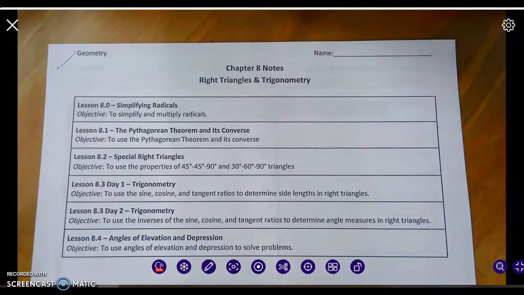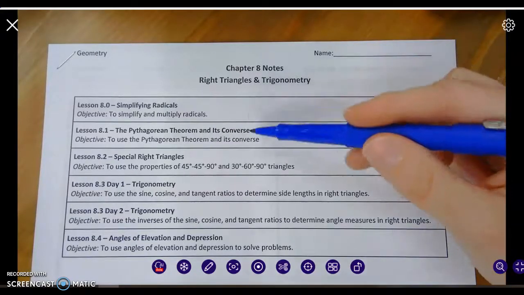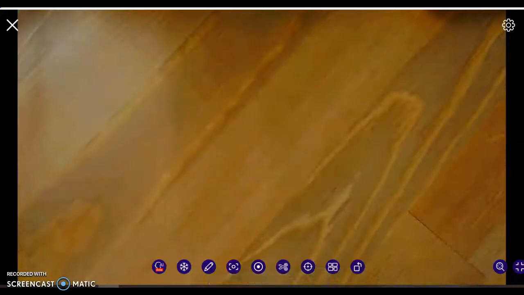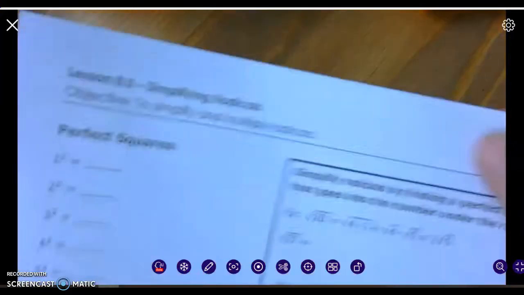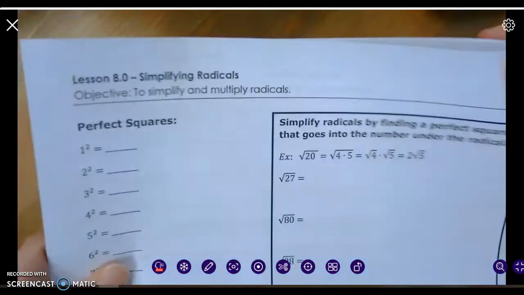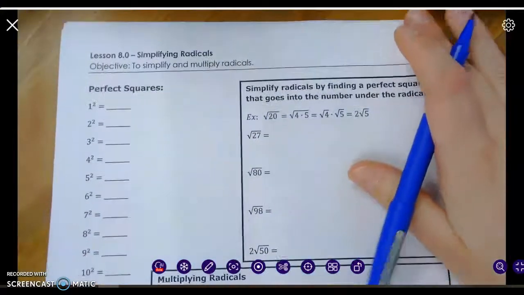Okay, this is chapter 8, and this is going to be the video over 8.0 and 8.1, simplifying radicals and the Pythagorean theorem. Okay, so on page 2 we have simplifying radicals.